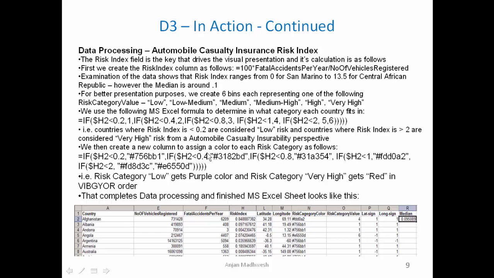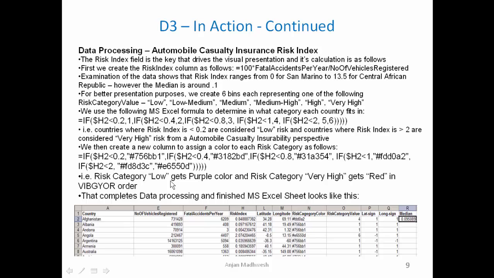We then create a new column to assign a color to each of these risk categories, because we're going to use that color in our mapping, and the color we're going to format using the WebGUI feature, where violet is the lowest risk versus green is a moderate risk versus red, which is very high risk.